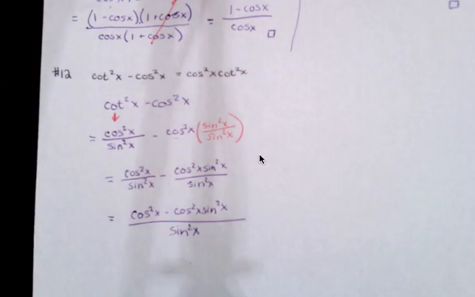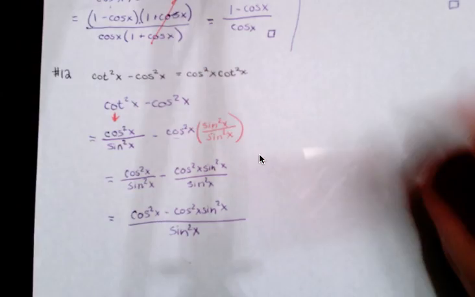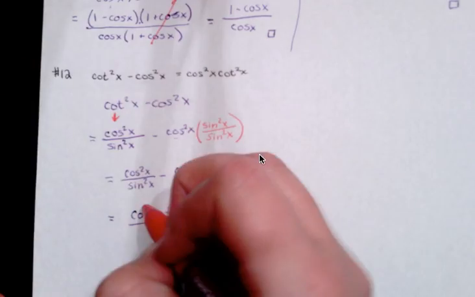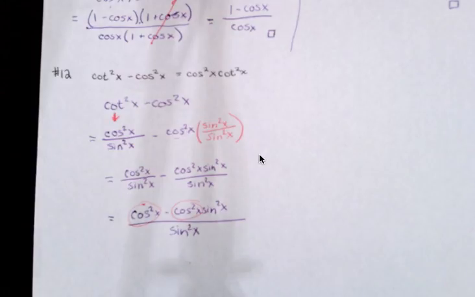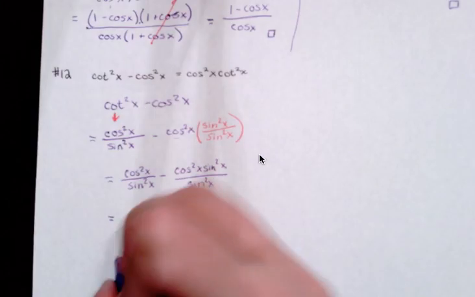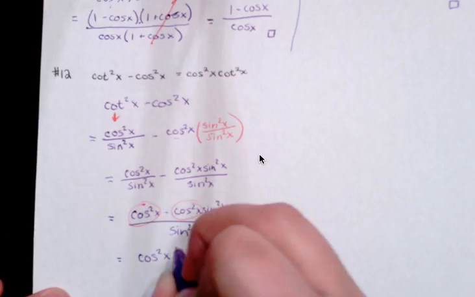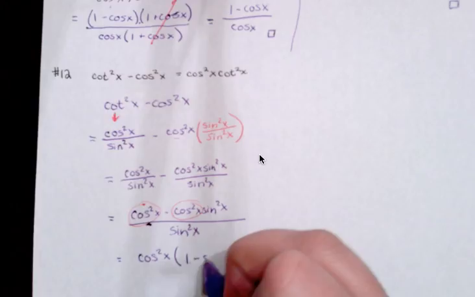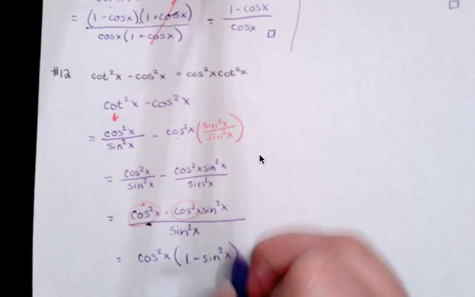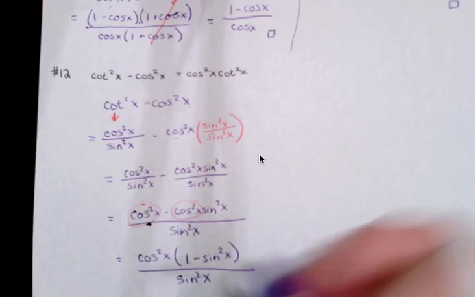Whew. Okay. Now, I know I'm going to want a cosine squared, and I know I'm going to want a cotangent. The only thing I have left to do is, hey, there's a cosine squared here, and there's a cosine squared here. So I'm going to factor out a cosine squared. When I do that, I get 1, and then minus sine squared of x. So I just factored out that cosine squared over sine squared.